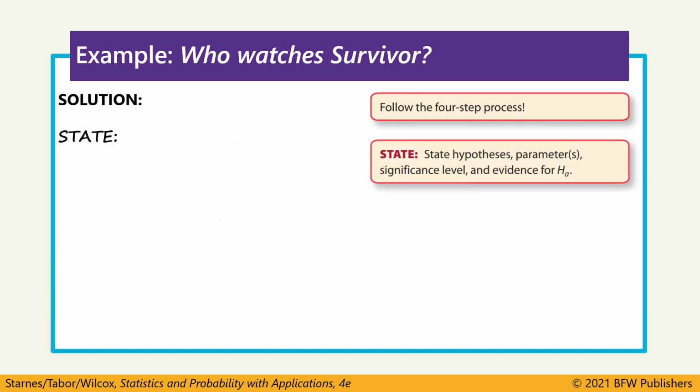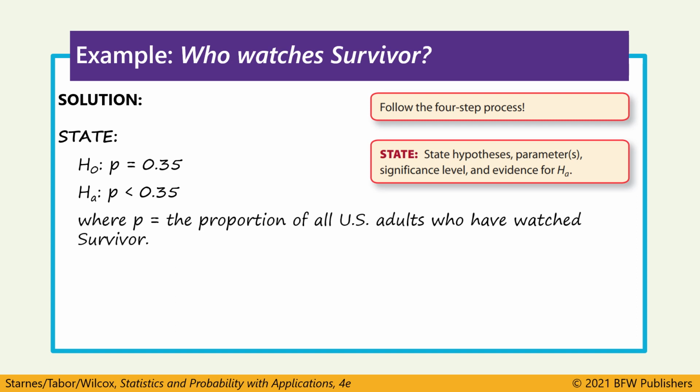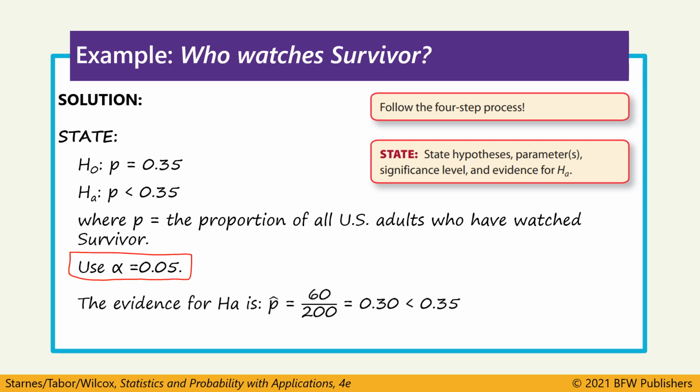So the first step in our four-step process is to state the hypotheses, parameter, significance level, and evidence. So our null hypothesis is p equals 0.35. Our alternative is that it's less than 0.35. P in this problem is representing the true proportion of all US adults who have watched Survivor. It told us the alpha level was 5%. If it didn't give us an alpha level, this is always the value that we're going to default to. And then the evidence in support of this alternative hypothesis is that the p-hat from a random sample is 30%. That's smaller than 35%.